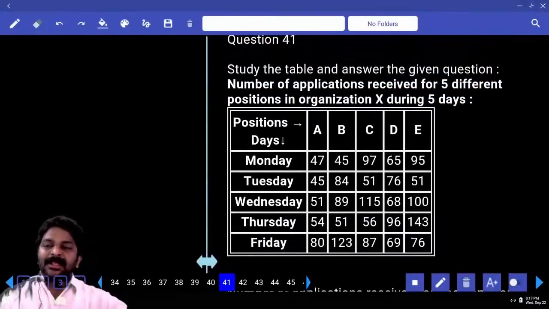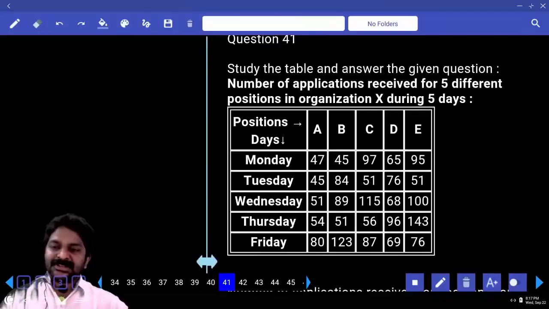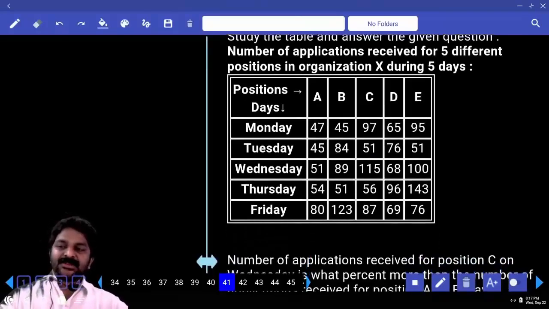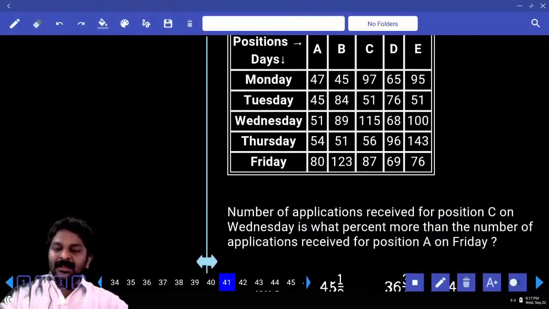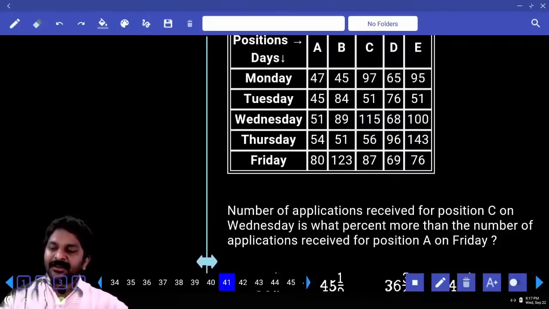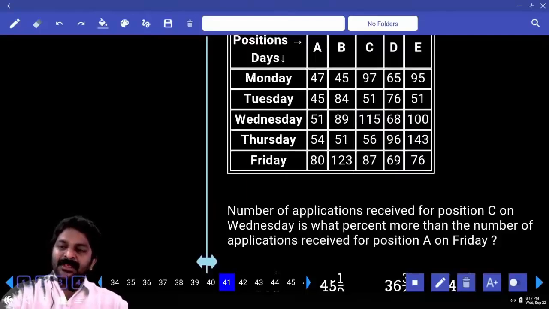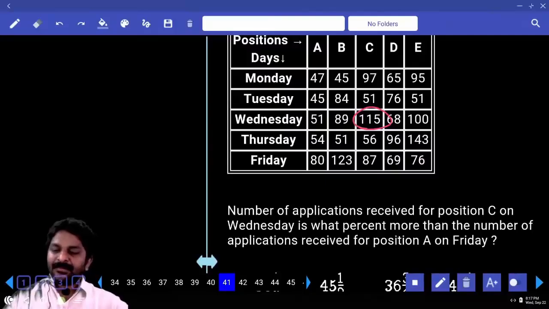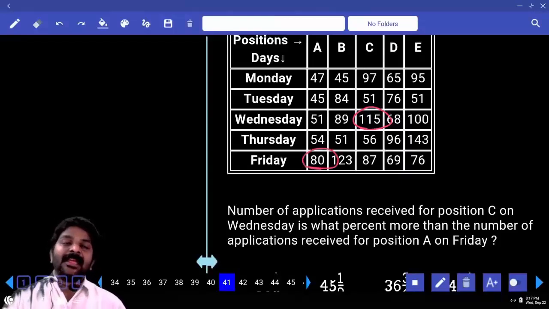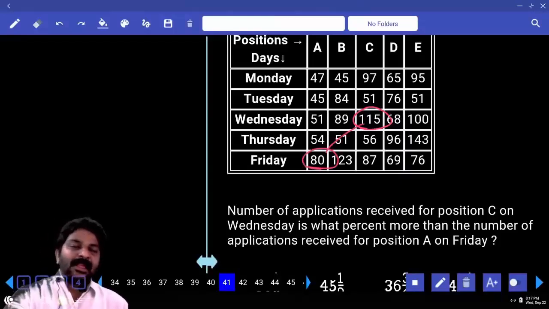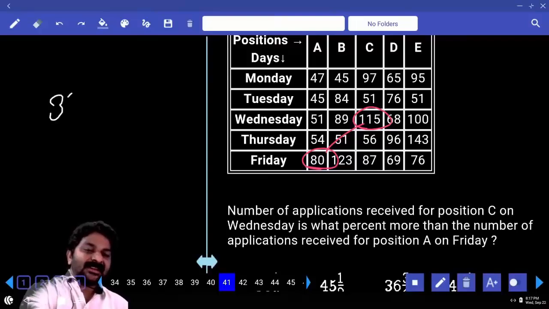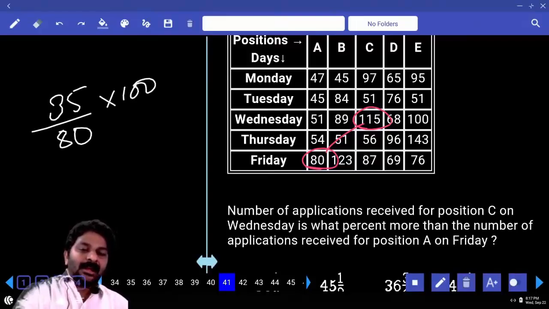Number of applications received for 5 different positions in organization X during 5 years. Number of applications received for position C on Wednesday, 115, is what percentage more than applications received for position A on Friday? A on Friday is 80. So with respect to 80, 115 is 35 more, out of 80, percentage into 100.